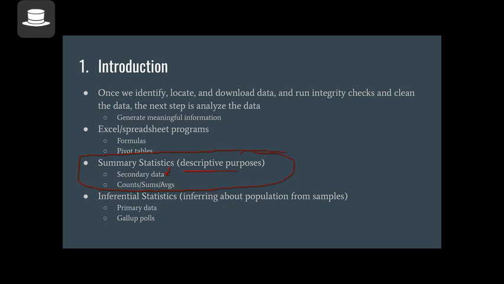Inferential statistics, on the other hand, is what researchers do when they are primarily interested in making inferences about the population in general. So they work on primary data. They control how the data is collected, and then the collected data is analyzed to make inferences about the population. Again, it will make sense what I mean by inferences about the population in the next slide. You need primary data for that. An example is the Gallup polls during elections.